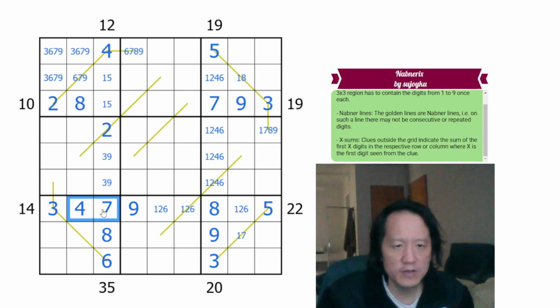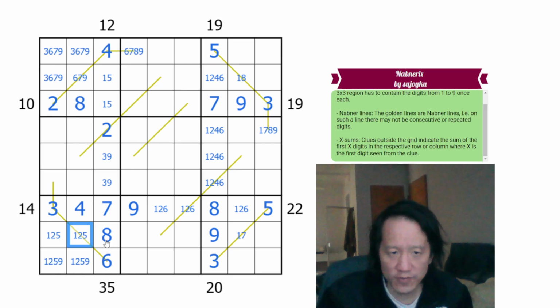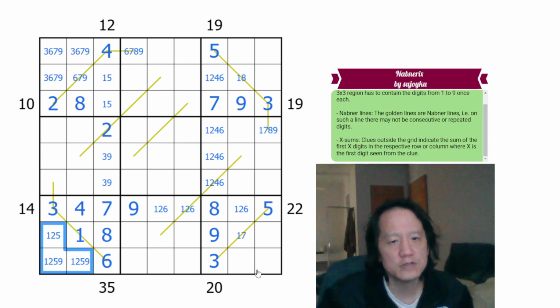So it cannot be 3 or 4. The rest of these are 1, 2, 5, and 9, but 9 cannot be here. 2 and 5 can't be here because they're consecutive with 3 and 6 respectively. Therefore, this must be a 1. So these can't be 1.